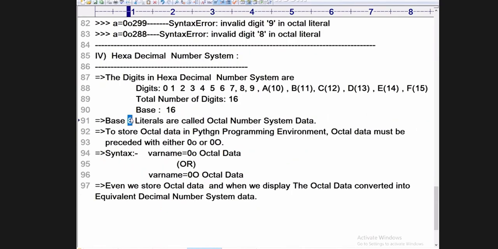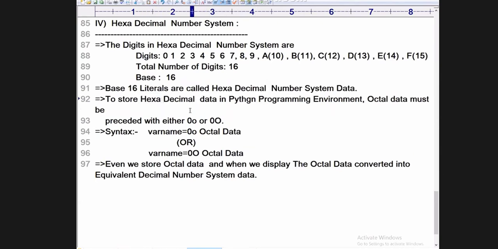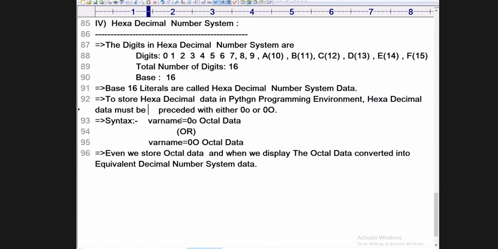Base 16 literals are called hexadecimal number system data. To store hexadecimal data in the Python programming environment, hexadecimal data must be preceded with either 0x or 0 capital X, either small 0x or 0 capital X. Variable name is equal to 0x hexadecimal data, or 0X hexadecimal data.